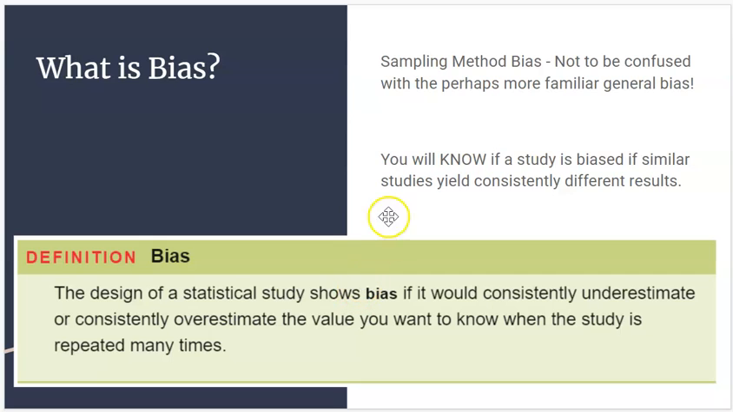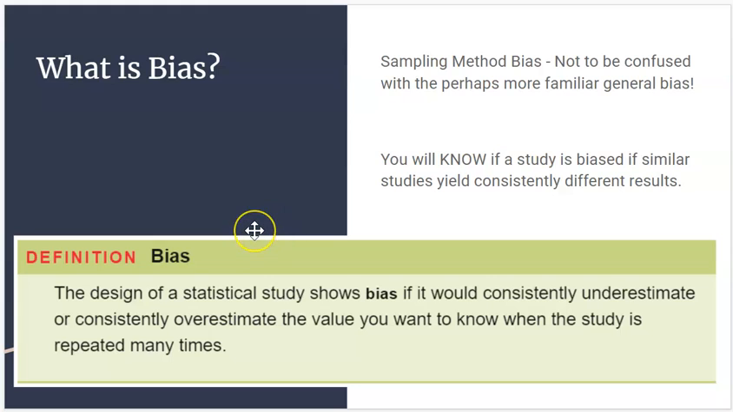Okay. So, in other words, if you do a couple of similar studies based on your one study and you find that they are consistently different from each other, you know that the execution of one of those studies had some sampling method bias. Okay, sampling method bias. So keep that in mind as I talk about these next three techniques.